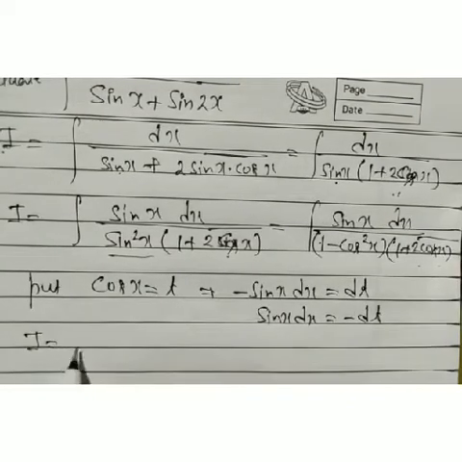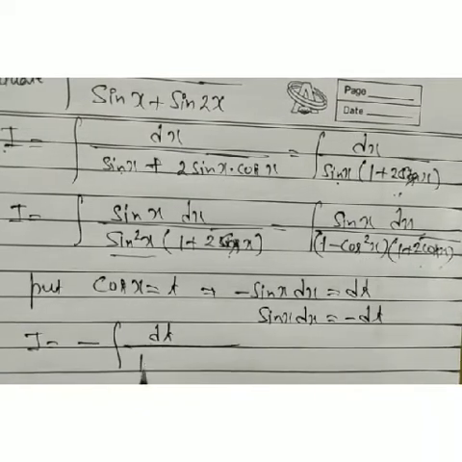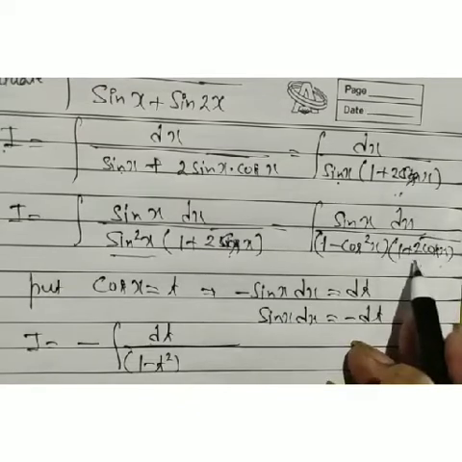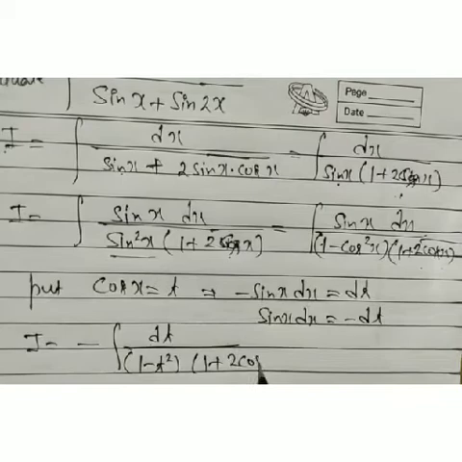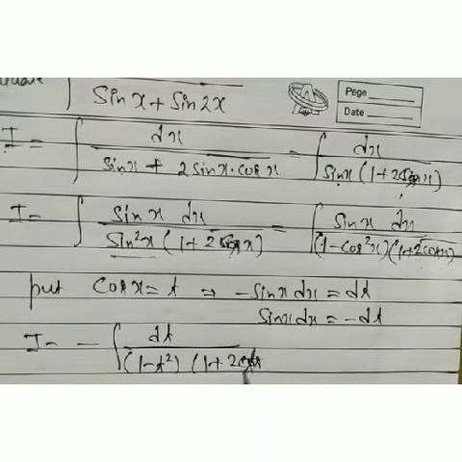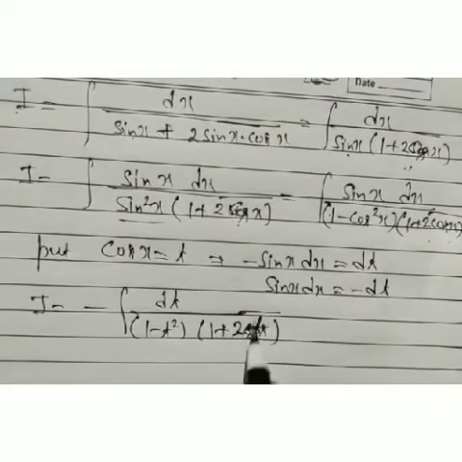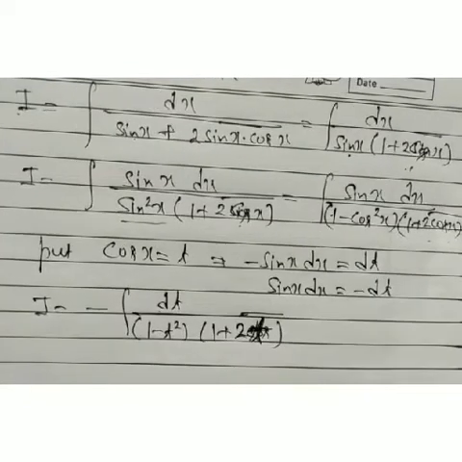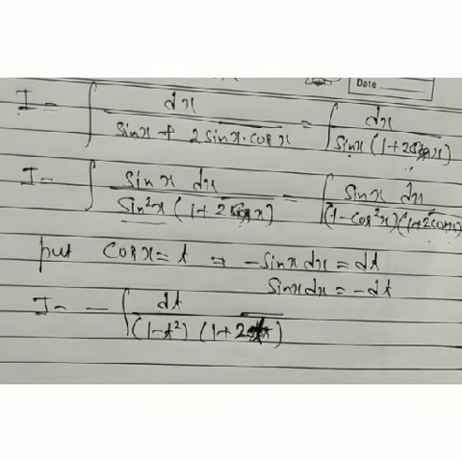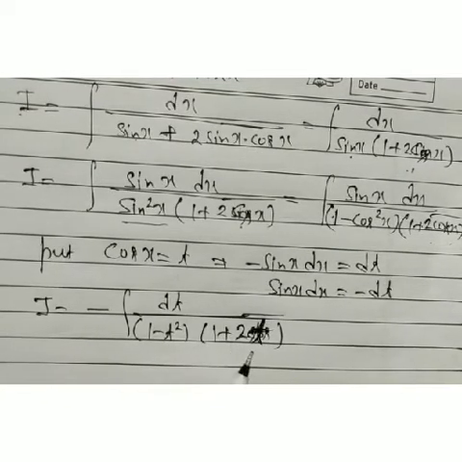Now we have I equal to minus dt upon 1 minus t square, since we have taken cos x equal to t, and 1 plus 2t. Look again, after the transformation, we can break it into 1 minus t, 1 plus t and 1 plus 2t. Again it's a case of non-repeated roots.